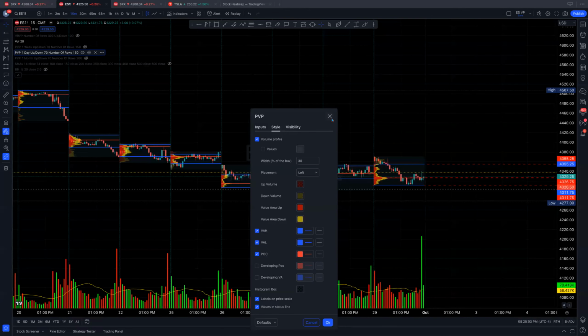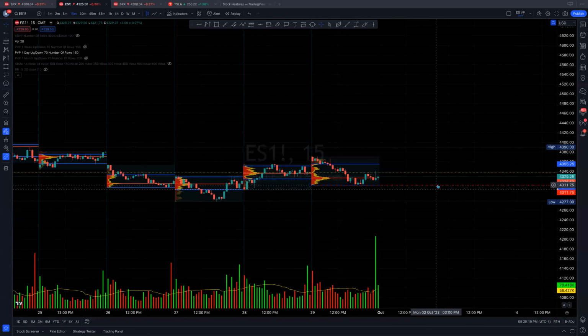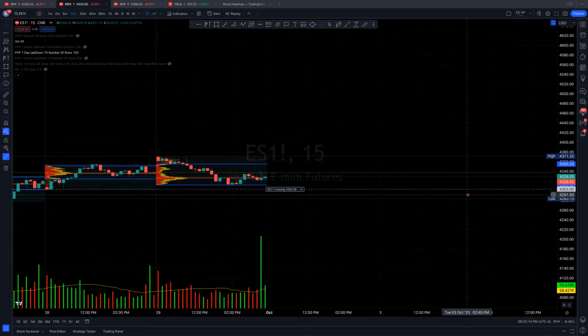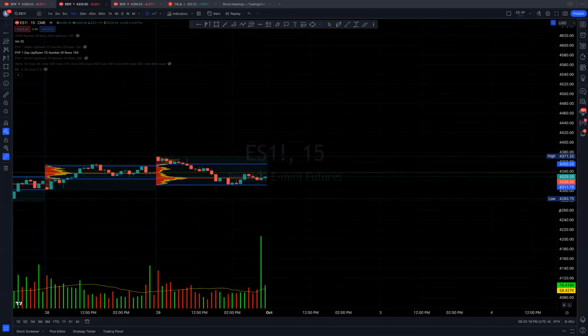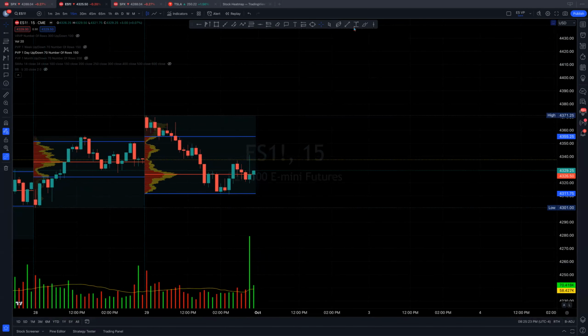All right. So, guys, when it comes to volume profiles, there are a few very important things about the volume profiles. First of all, we have the value area high, which is this. Then we have the value area low.